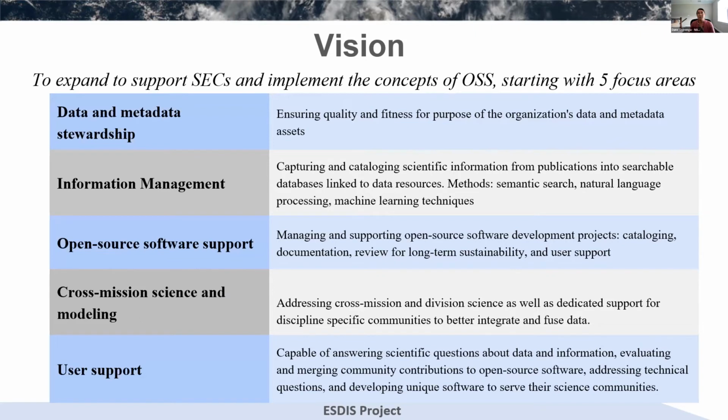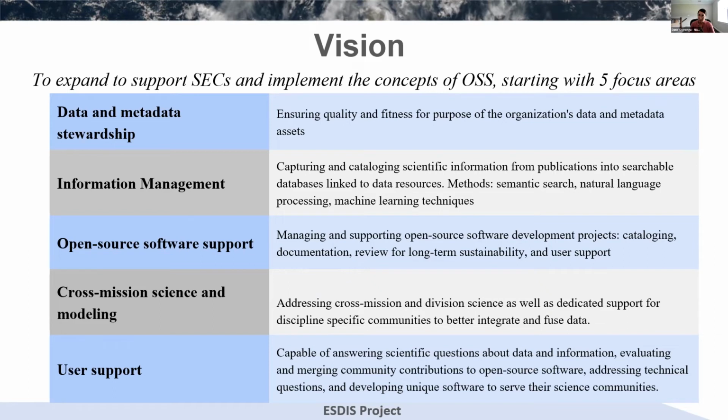So to expand on the support to transitioning to science enabling centers and implement the concepts of open source science, NASA headquarters wanted to start focusing on 5 different areas. The first is the one that we already do really well, which is data and metadata stewardship. The idea is to make sure that the quality of data that's disseminated is interoperable and ready for use across the communities and various analysis tools. Then we have information management. We just want to make sure that we capture and make accessible all the information related to the data. That includes algorithms, publications, platform or data source information, and make it searchable and easy to find for users.